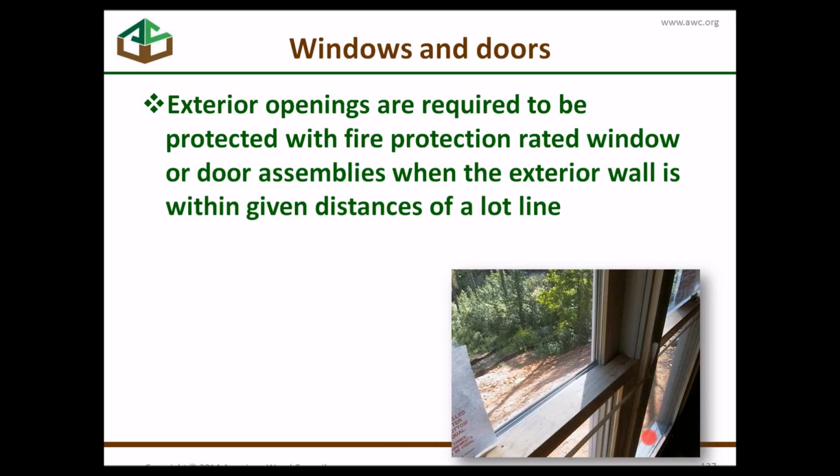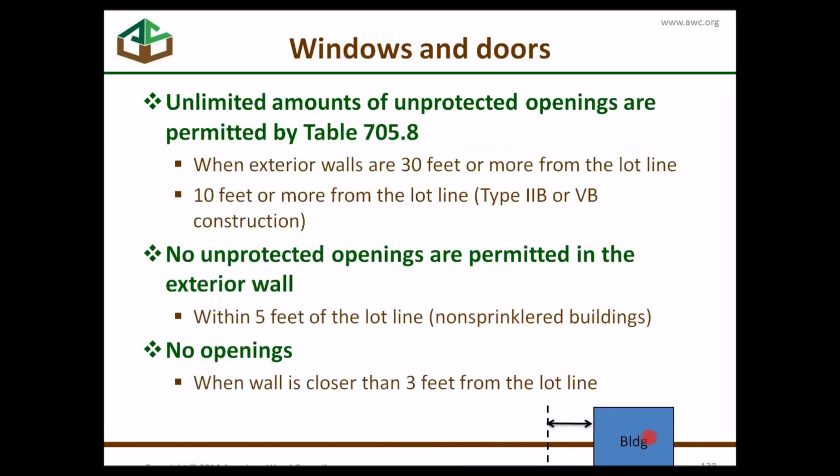What about windows and doors? They can be wood, of course. Are there any particular restrictions? Well, it all depends on if there's a restriction on the wall itself. So go to your code provisions for exterior walls, and that's primarily in table 705.8. In general, if you have 30 feet or more from the lot line, you're home free, no restrictions at all. If you're 10 feet or more in types 2B or 5B, then no restrictions at all.